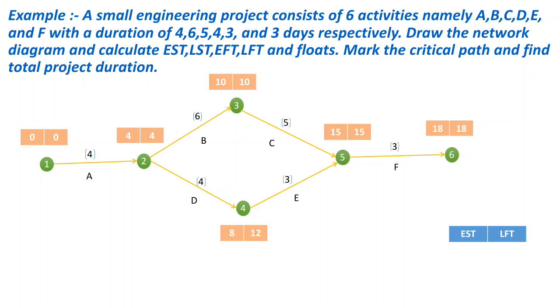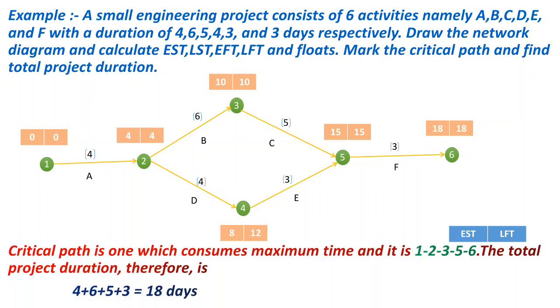Now for event 2, when we go back from event 4 to 2, we have 12 minus 4 equal to 8. And when we go back from 3 to 2, we have 10 minus 6 equal to 4. But here we have to take the minimum value when we are calculating LFT. So for event 2, we have LFT equal to 4. Now for event 1, 4 minus 4 equal to 0. Now we have all the values of EST and LFT.